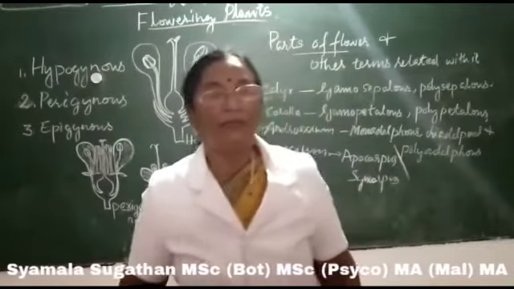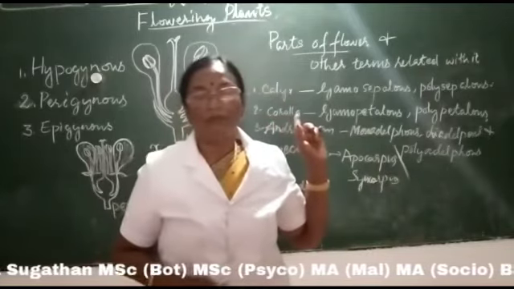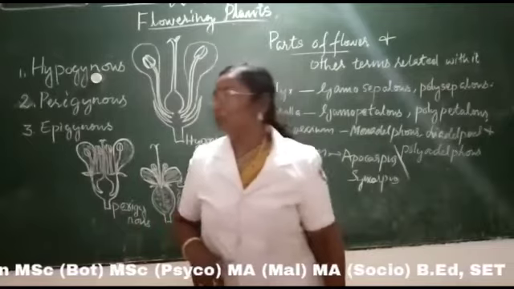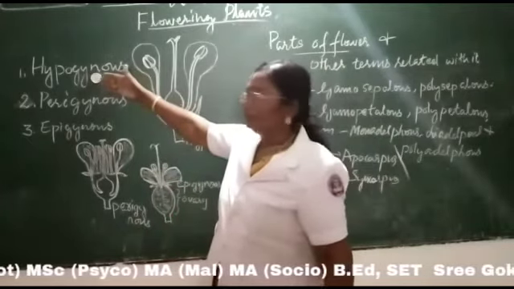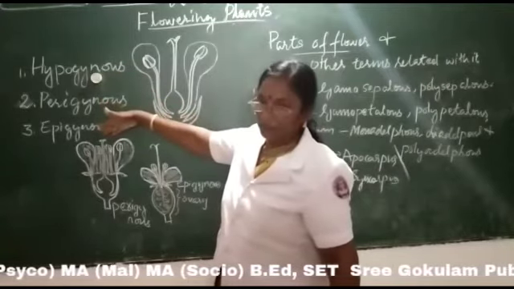The next thing that we are going to study is classification of flower based on the position of the ovary. Based on the position of the ovary, flowers may be either hypogynous, perigynous or epigynous.